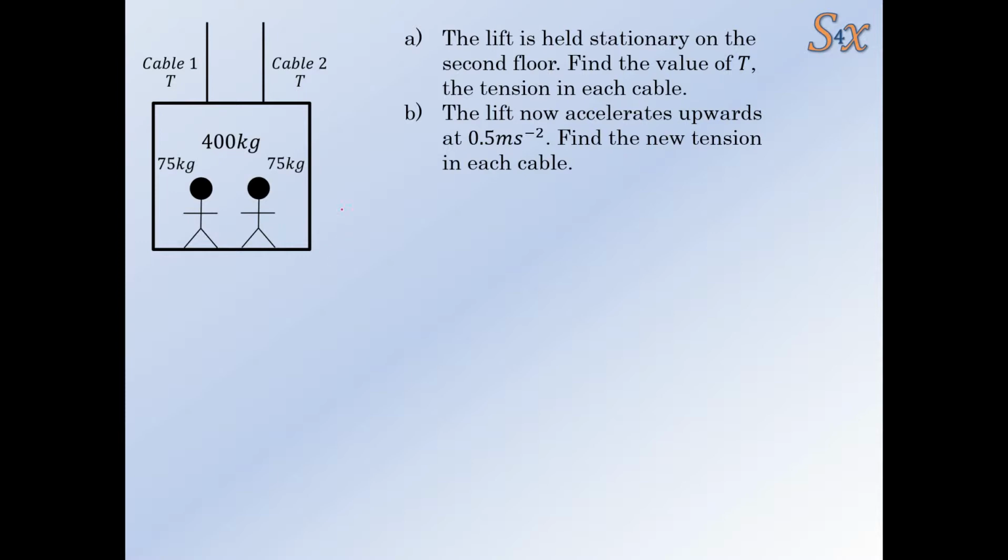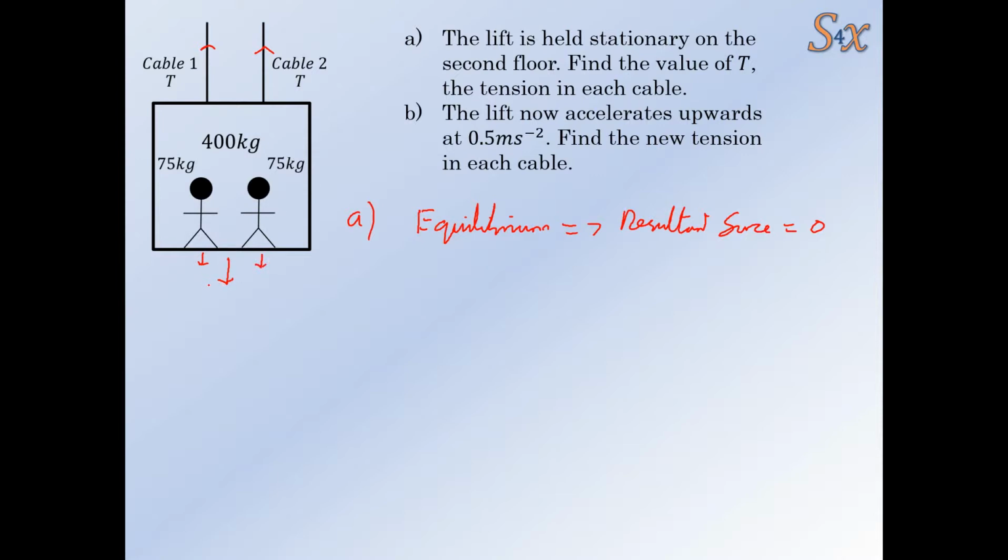So the first part said the lift is held stationary on the second floor. Find the value of T. So it's in equilibrium is the first thing to note. Because of that, as we said, the resultant force is 0. Now the resultant force is made up of this tension, the weight of the lift, and the weight of the two people.